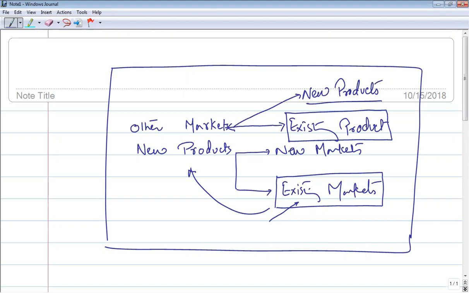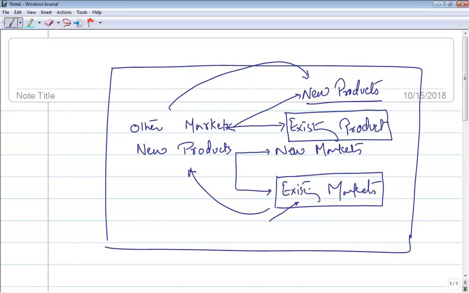Or sometimes we may have to enter new markets with new products. And the reason may be that we don't see any potential in our existing customers to come and buy our new products. Or maybe we don't see them needing the new product. So we may go into a new market and offer them a new product because they may not like our existing product, or they may not need our existing product. So these are the different ways through which a company can grow its business.